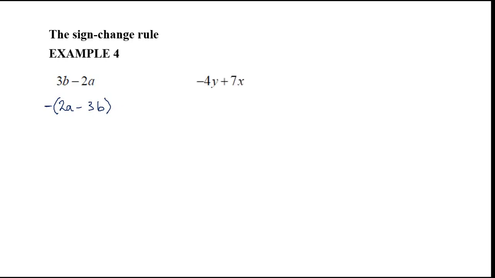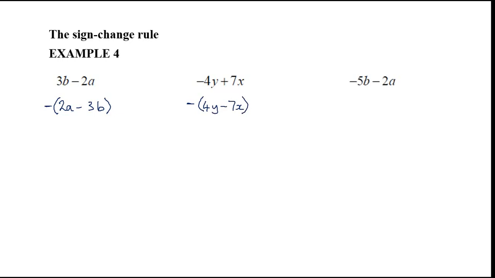Now if we've got something like this, if we put a negative sign outside the bracket, what it means is that each of these signs is going to change. So this one was a negative 4y, but because there's a negative outside, it becomes a positive 4y. And because there's a negative outside, this positive changes into a negative, and then that is 7x. So that is how we are going to change the signs when it looks like that.